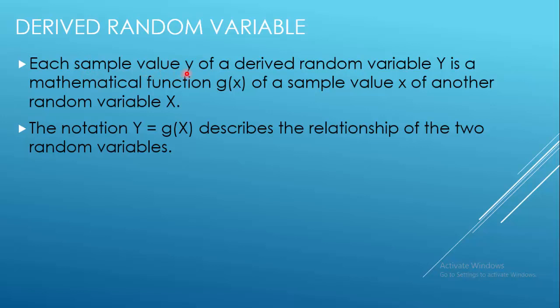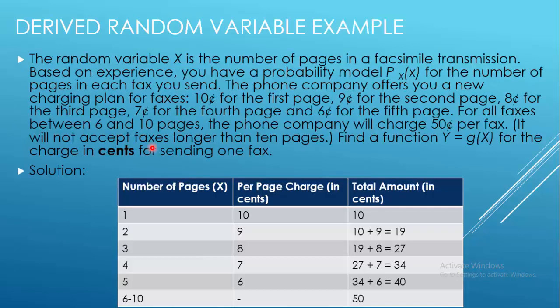Each sample value y of a derived random variable Y is a mathematical function g of x of a sample value x of another random variable. So the notation y equals g of x describes the relationship of the two random variables. It means that y depends on another function g of x, so the values of y will be derived from this g of x. Let's have a look at an example of this, and that will help us to understand this concept.